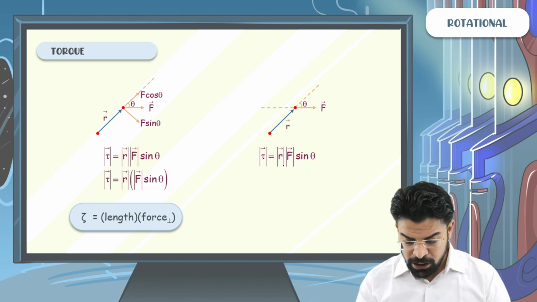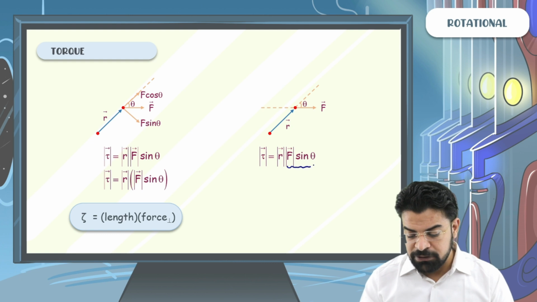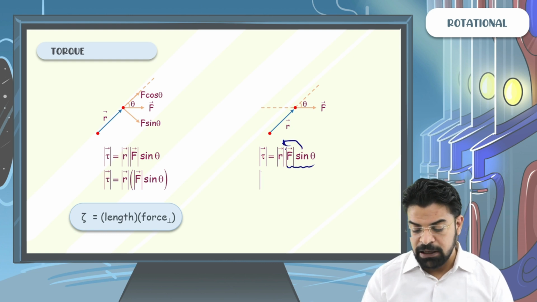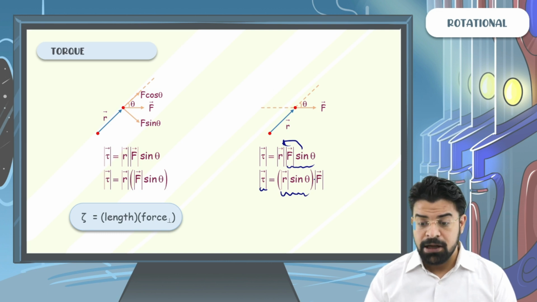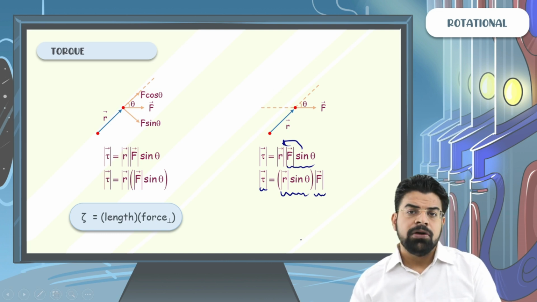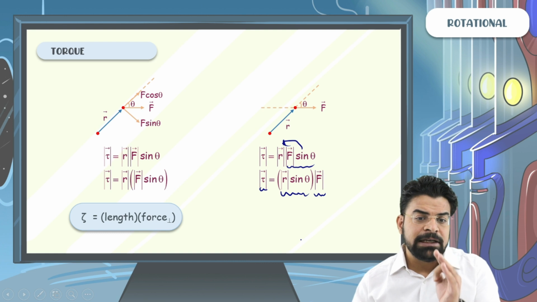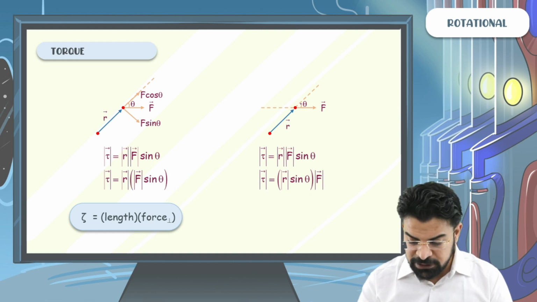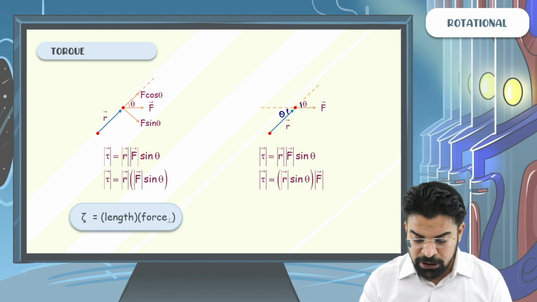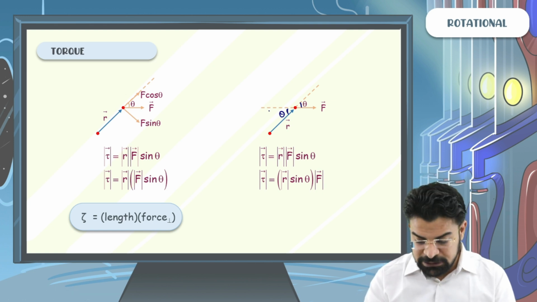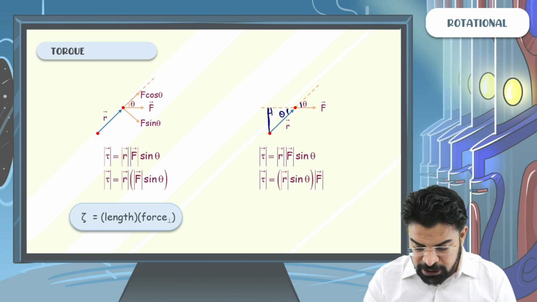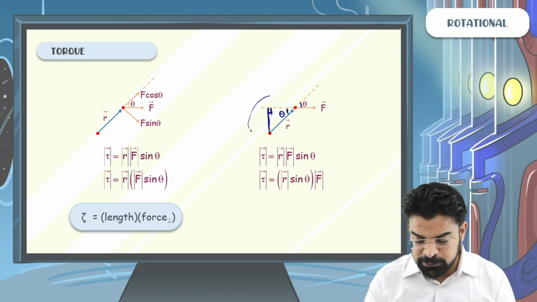Now, children, rather than taking sine theta with F, this time take the sine theta with R and write the magnitude of torque equals the magnitude of R sine theta into the magnitude of F. Now what does R sine theta represent? You will say, sir, if this angle is theta, this angle also has to be theta. So if you think of this length and visualize this particular right angle triangle, this length has to be R sine theta.